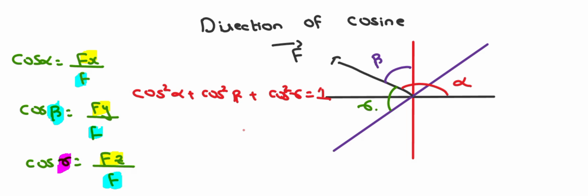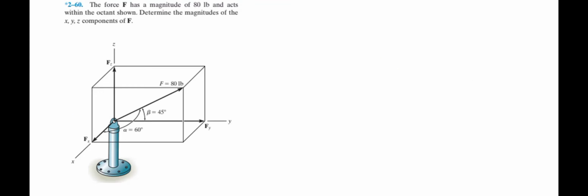So let's try some example problems. This question says that the force F has a magnitude of 80 pounds and acts within the octant shown. Determine the magnitude of the x, y, z components of force F. With the help of the direction cosines formula, we can easily determine the values of Fx, Fy, and Fz here. This formula says that cos alpha equals Fx upon F.